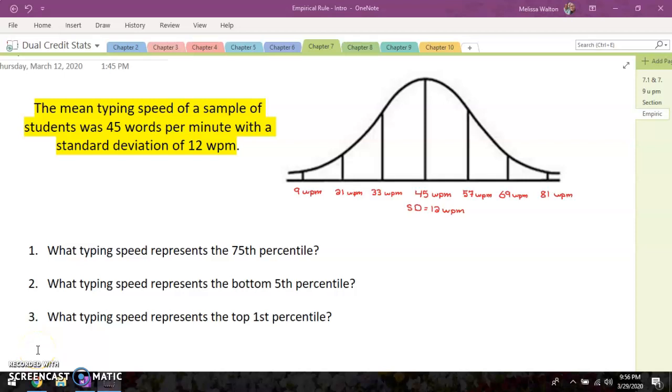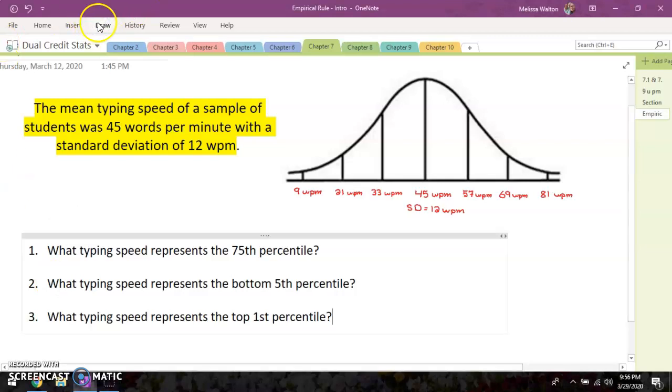All right, this is chapter 7, video number 3. This is the last video for this chapter, and we have one more small thing to learn, and that is about how to calculate percentiles, how to go backwards. If I give you a percentile, can you figure out what score matches up with that? So let's go ahead and take a look here.